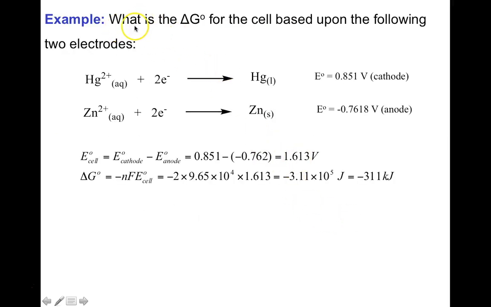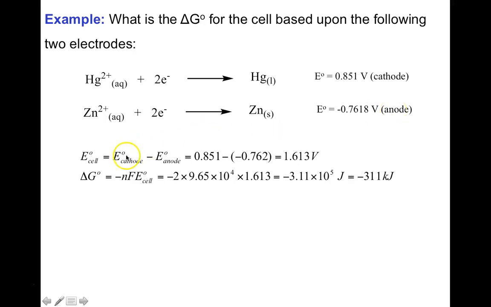Here's another example. It says, what is the delta G naught for the cell based upon the following 2 electrodes? The reduction of mercury 2 plus by 2 electrons to give mercury liquid has a standard reduction potential of 0.851 volts. And then we've got the standard reduction potential of zinc 2 plus ion by 2 electrons to give zinc, and that has a very negative standard reduction potential. So we know this mercury one is going to be reduced, it will be the cathode, and the zinc will go in the reverse direction, it's going to be the anode.